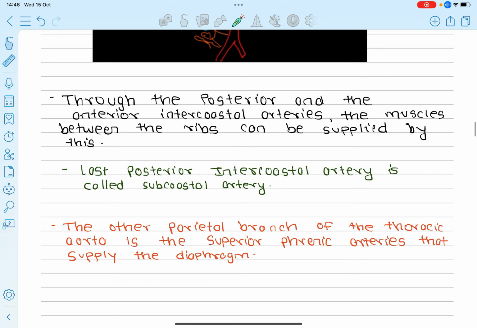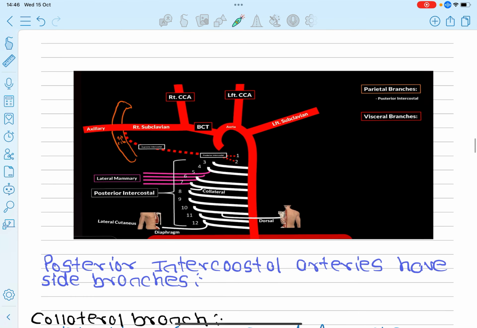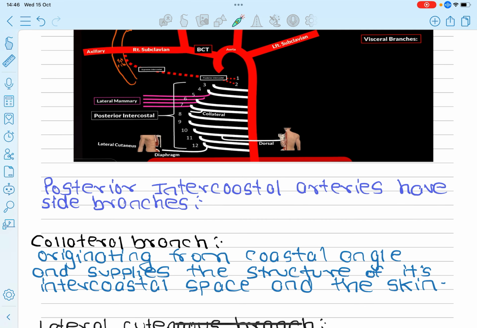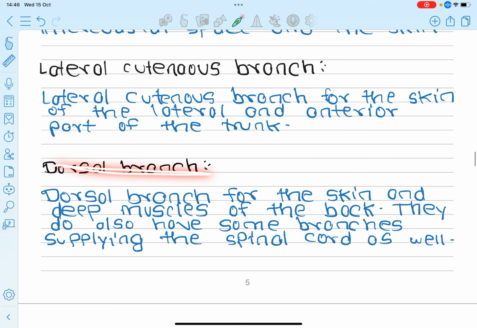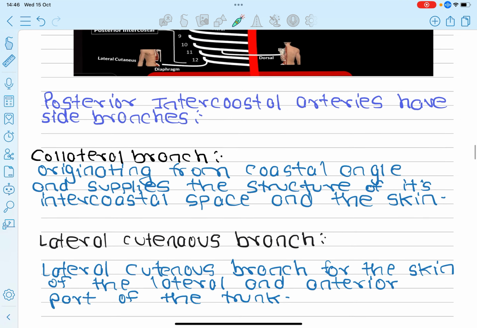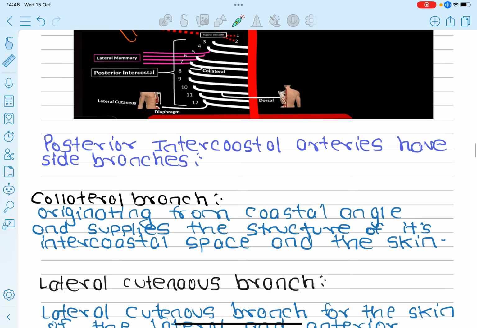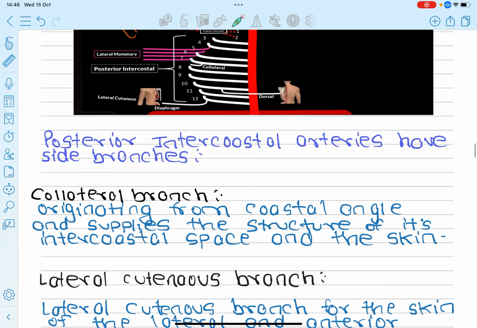Then, the posterior intercostal arteries also have some side branches. There are 3 side branches: the collateral branch, the lateral cutaneous branch, and the dorsal branch. Here is the collateral branch. The collateral one originates from the costal angle and supplies the structures of its intercostal space and the skin.